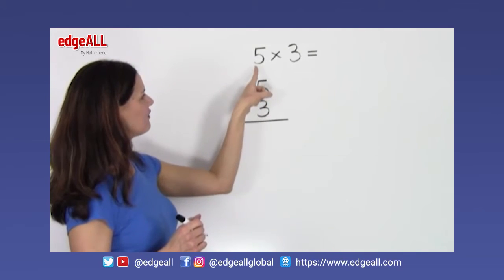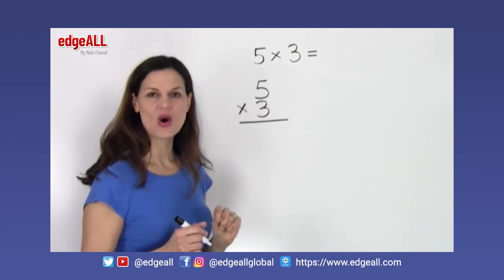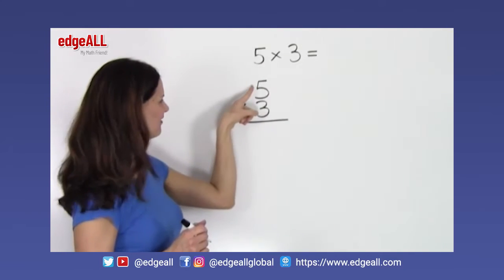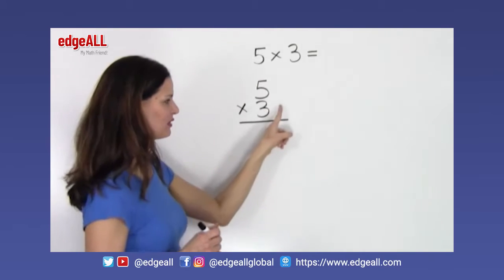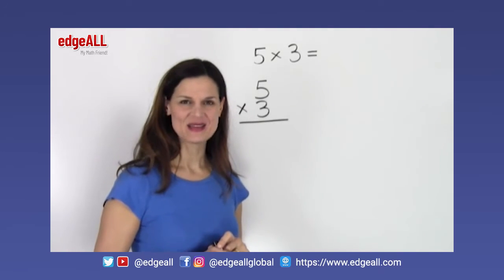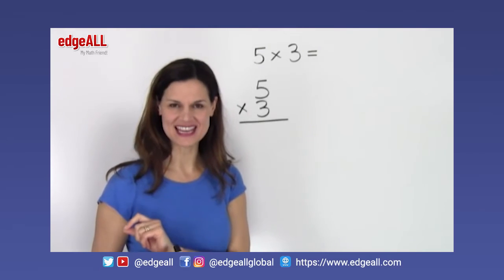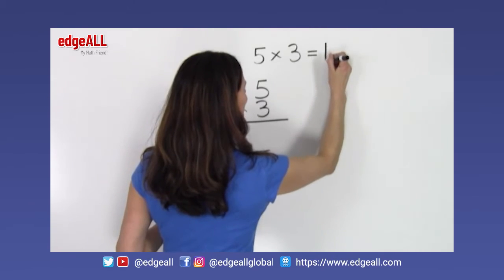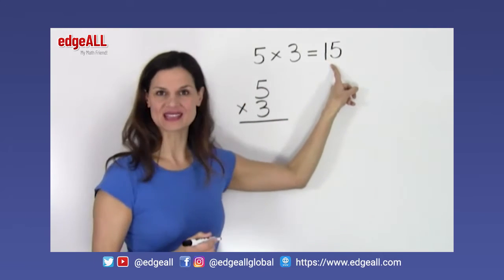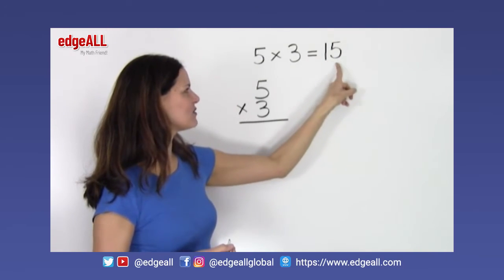So I can either say 5 times 3, or I can say 5 multiplied by 3. If you're working on memorizing your multiplication facts, you probably already know that 5 times 3 equals 15. So I can write my answer here then. If I've written the problem horizontally, I would write my answer, or the product, here in this space to the right of the equal sign.